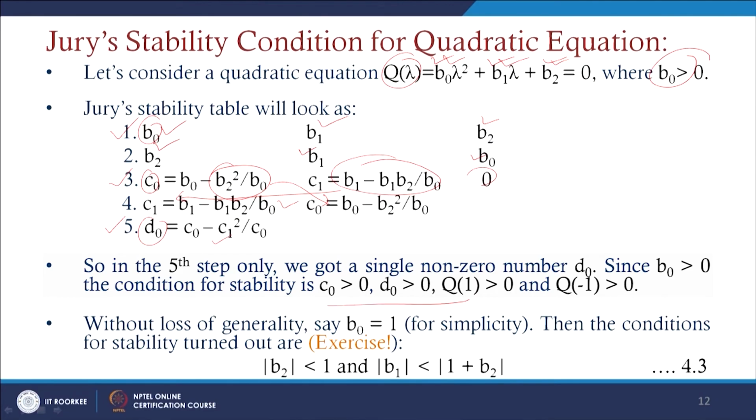So, without loss of generality we can say, suppose B0 equals 1, then the conditions for stability turn out as follows. If you consider B0 as 1 here, then B0 minus B2 square should be greater than 0. So, based on that we can say that B2 is less than 1 and B1 should be less than modulus of 1 plus B2 here.